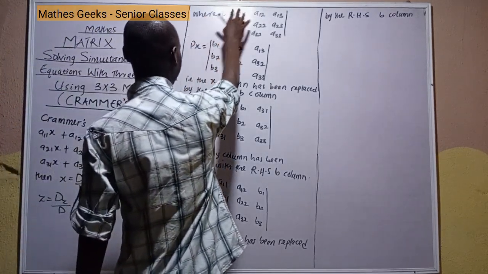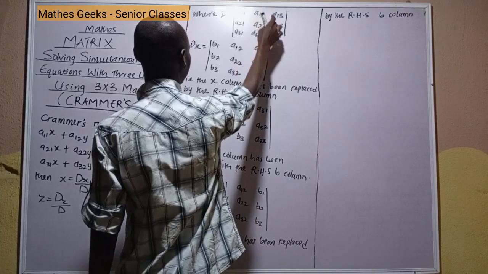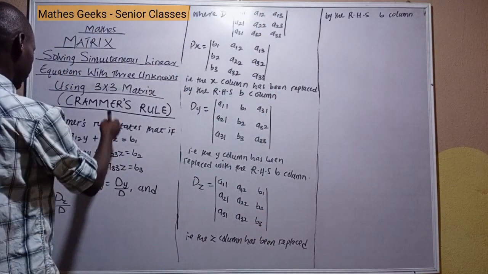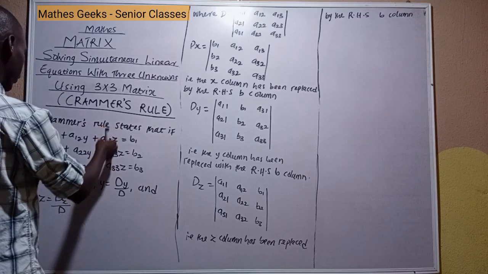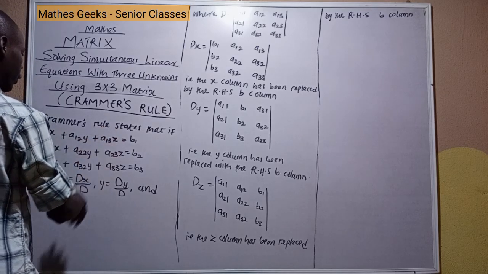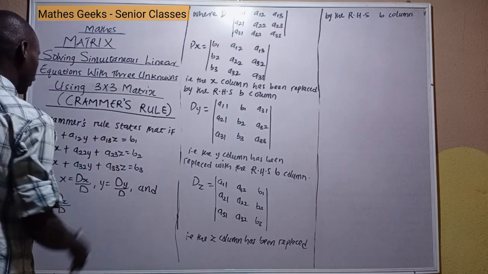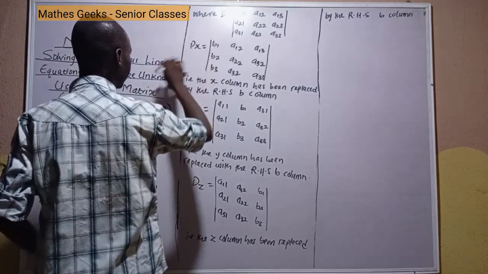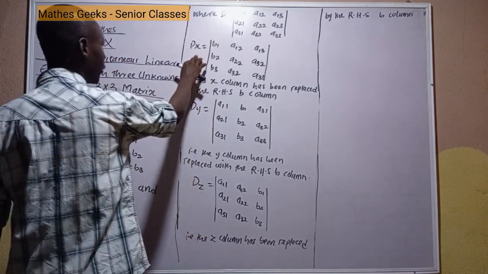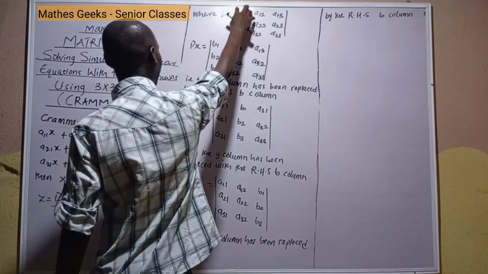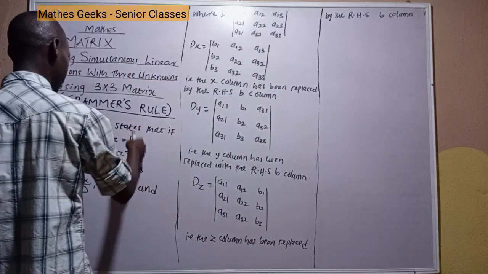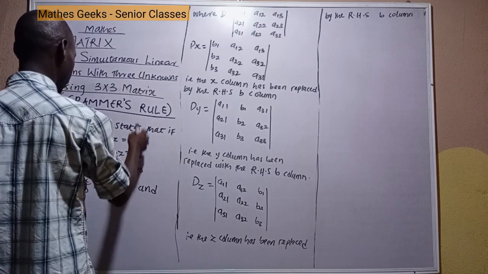Where d is the matrix with a11, a21, a12, a22 and so on. So d is the matrix formed from the coefficients of each of your unknowns. When you write out the equations in matrix form, that's the matrix D. Then dx is when you cover the x column and replace it with the answers, which forms a matrix on its own.